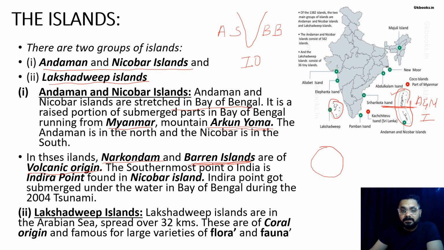Now, talking about the southernmost point of India, remember when I spoke about the mainland southernmost part, that is Kanyakumari. But if we talk about the southernmost part of India, then it has to be Indira Point. It is located in the Nicobar Islands. Andaman lies in the northern part and Nicobar lies in the southern part. So the southernmost point of India, Indira Point, lies in the Nicobar Islands, which is the southern part of the Andaman and Nicobar Islands.